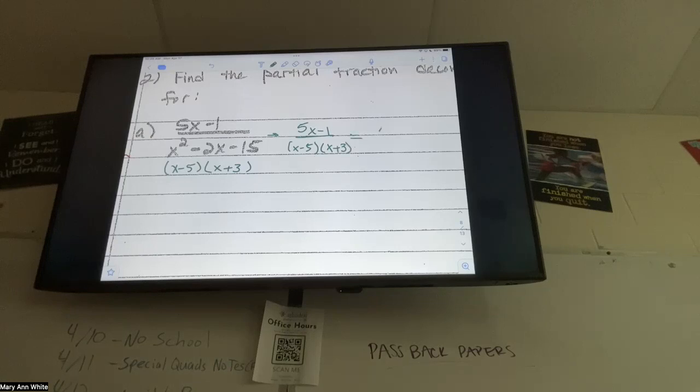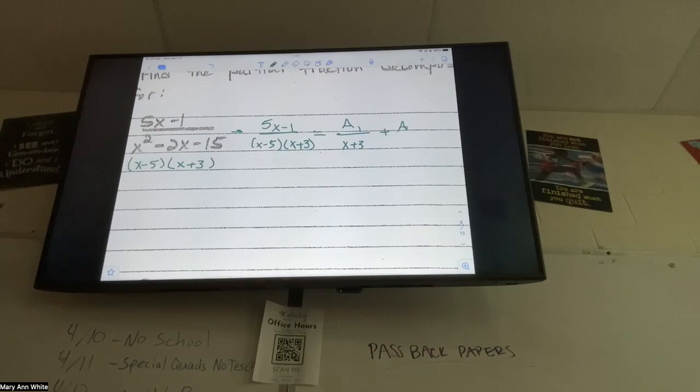It's going to be equal to, the variable I'm using is A sub 1, A with a little 1 underneath it, over x plus 3 in the denominator, plus A sub 2 over x minus 5. So far, we factored, and now we've separated the fraction. We just don't know what my A1 is going to be and what my A2 is going to be. That's what we're about to solve. Is everybody okay with what's going on so far?